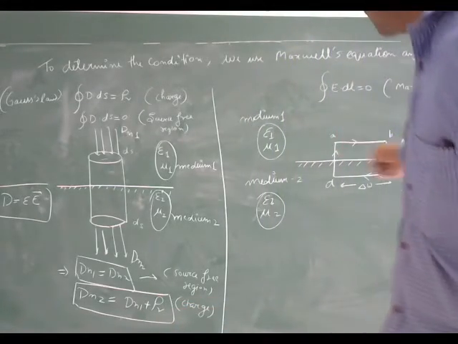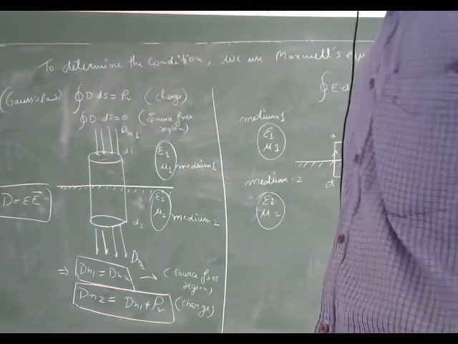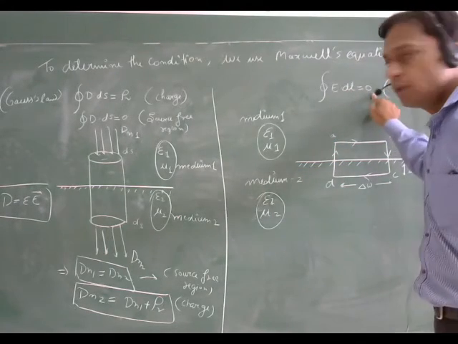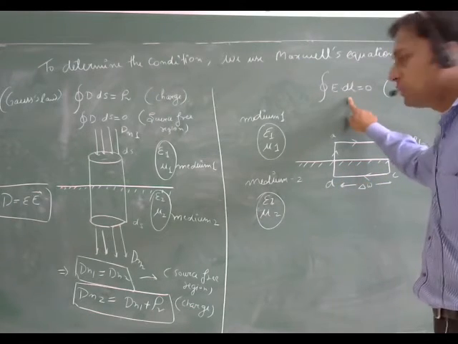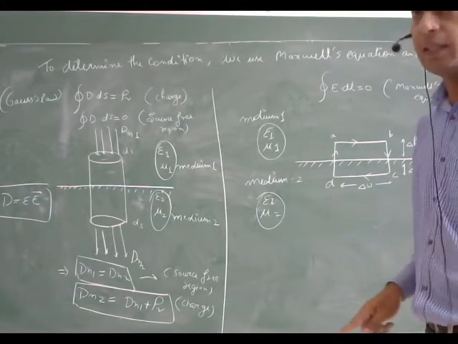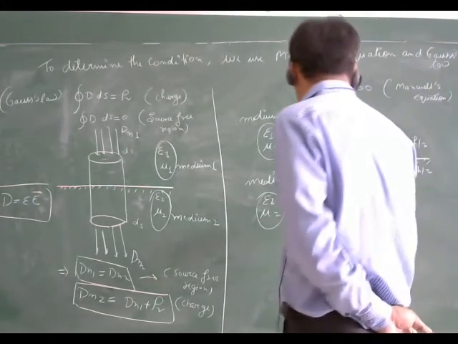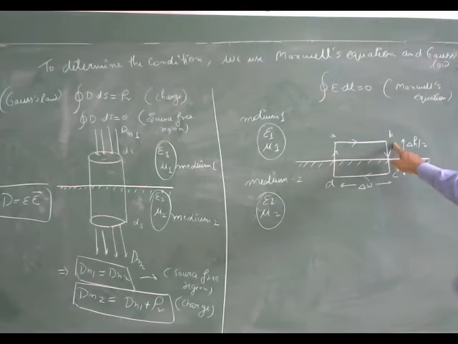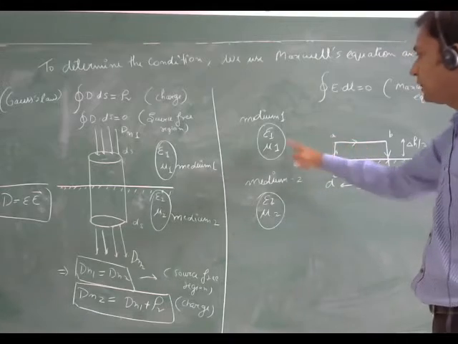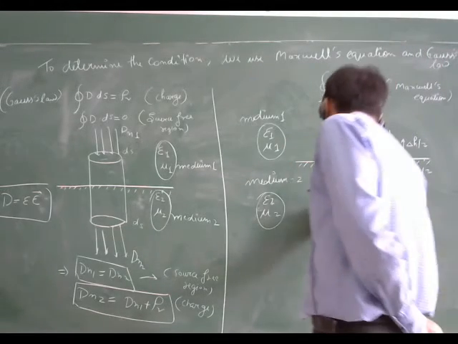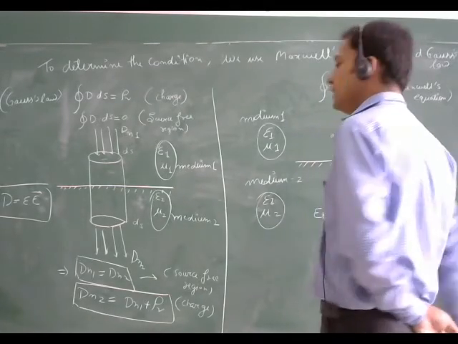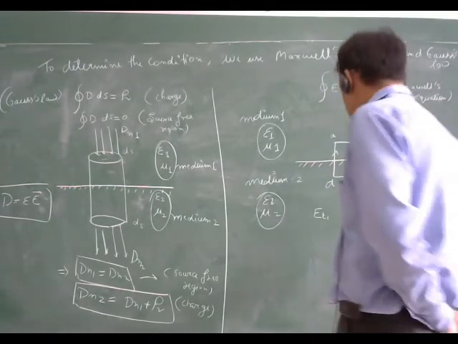So in the given loop, the total sum of the electric field will be 0, that is the closed integral of E dot dl is equal to 0. So using this Maxwell equation to evaluate the tangential component of the electric field, we are taking the path from A to B. Say electric field is Et1, that is tangential component in medium 1. So Et1 into the length, this del w.